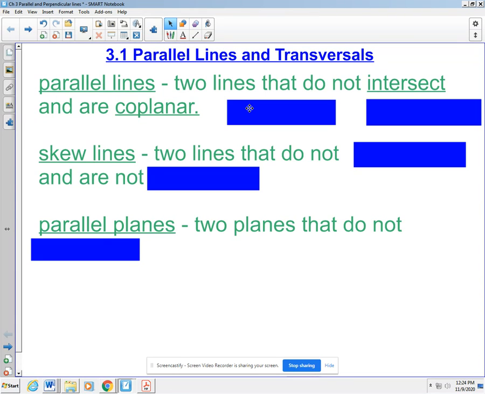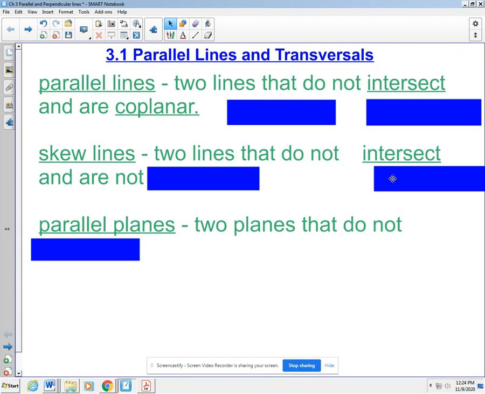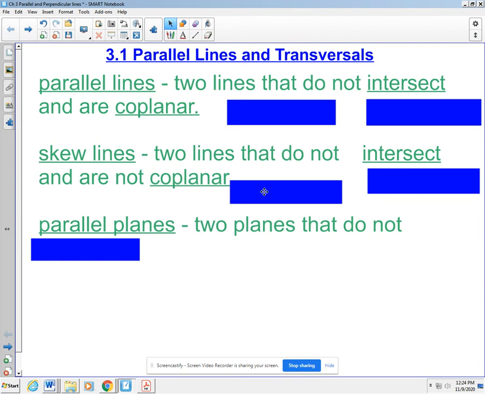The second definition for today, skew lines. By definition, skew lines are two lines that do not intersect and are not coplanar. So what is the difference between parallel lines and skew lines? Skew lines are not coplanar, which means not in the same plane.